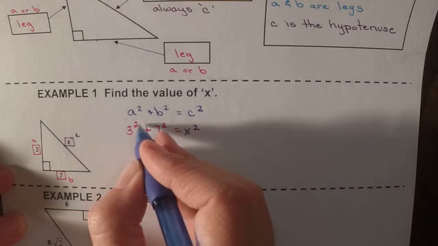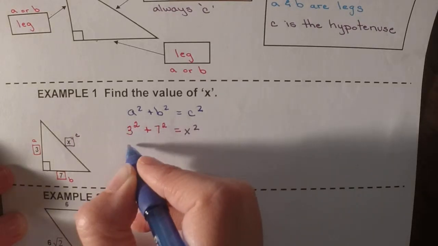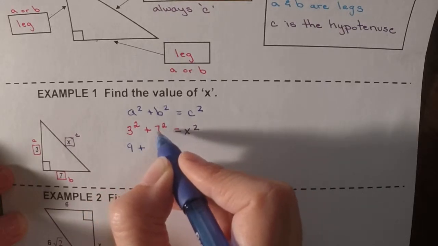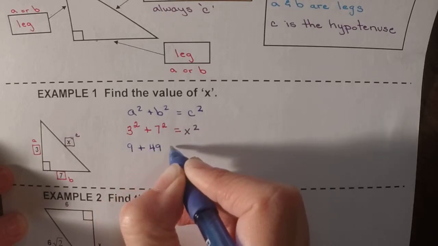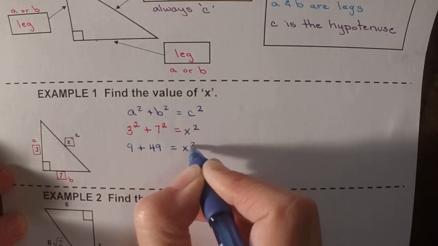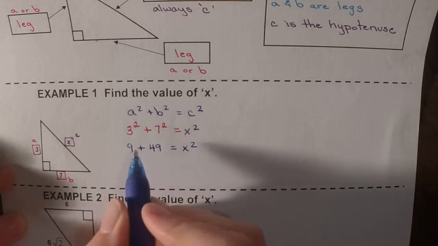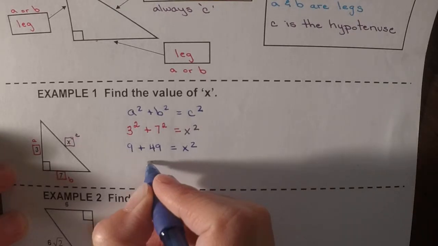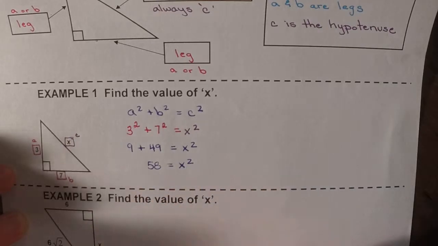So 3 squared, 3 times 3, not 3 times 2. 3 times 3 is 9, plus 7 squared. So 7 times 7 is 49, and that's supposed to equal my x squared. So then I just combine like terms. So I would do 9 plus 49, and I would get 58, and that equals x squared.